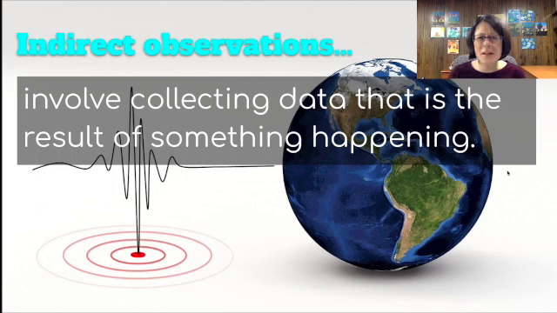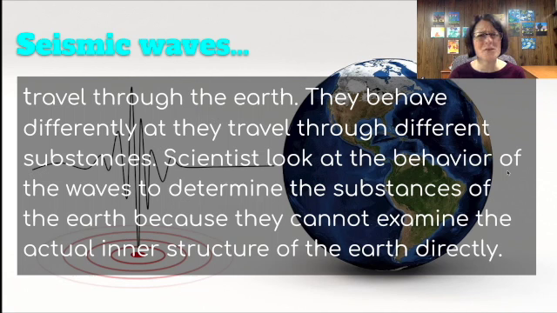Now, indirect observations involve collecting data that is the result of something happening. Literally, we have not even barely scratched the surface of the Earth as far as direct observations go. So, what we know about the interior of the Earth is all due to indirect observations, like about the Moho. And we use seismic waves to discover that.